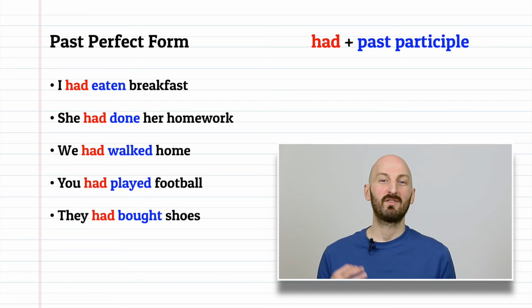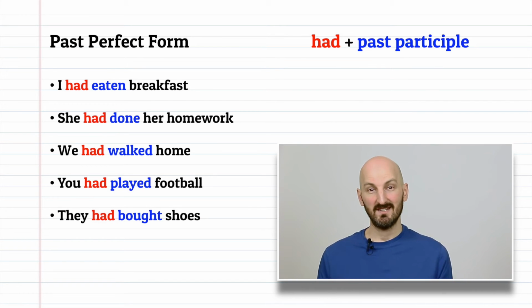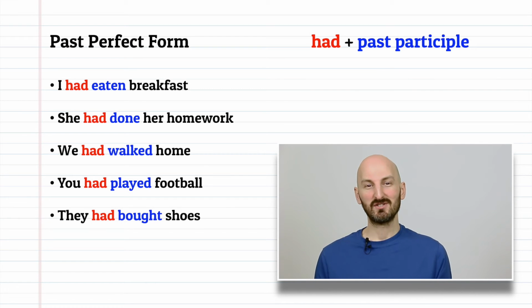Now, how do we form the past perfect tenses? Well, when talking about past perfect actions and states, we always use had plus past participle. The good news is the form stays the same for every subject, thankfully. So in the sentence, I had eaten breakfast, I is the subject, had is the auxiliary verb have, eaten is the past participle form of eat, and breakfast is the object. Some other examples are she had done her homework, and we had walked home.